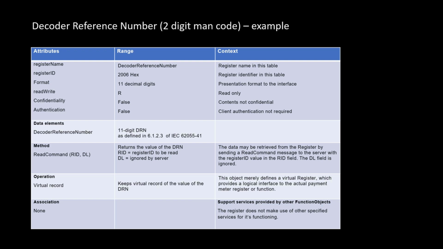So the data may be retrieved from the register by sending a read command message to the server with this register ID in the RID field. The DL field is ignored. Operation, it's a virtual record in the meter, and the meter keeps a virtual record of the value of the decoder reference number. Remember that this object merely defines a virtual register. That register would then point to the place in the meter's memory where the decoder reference number is actually kept.